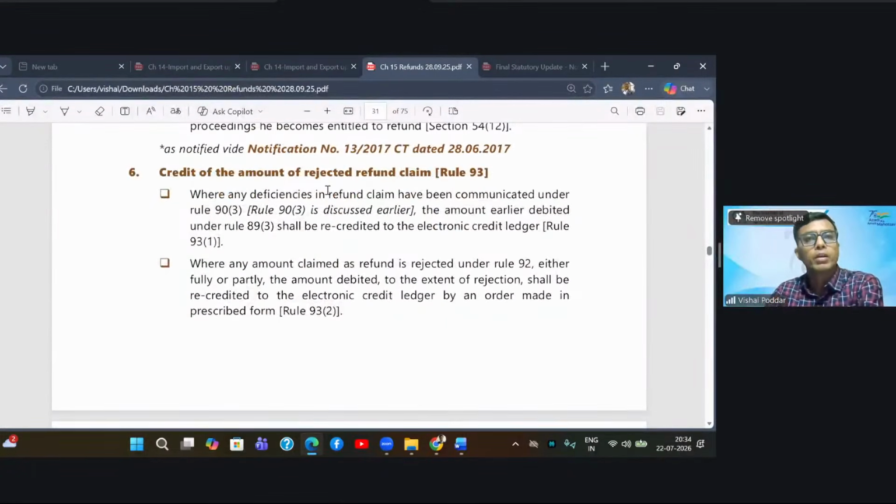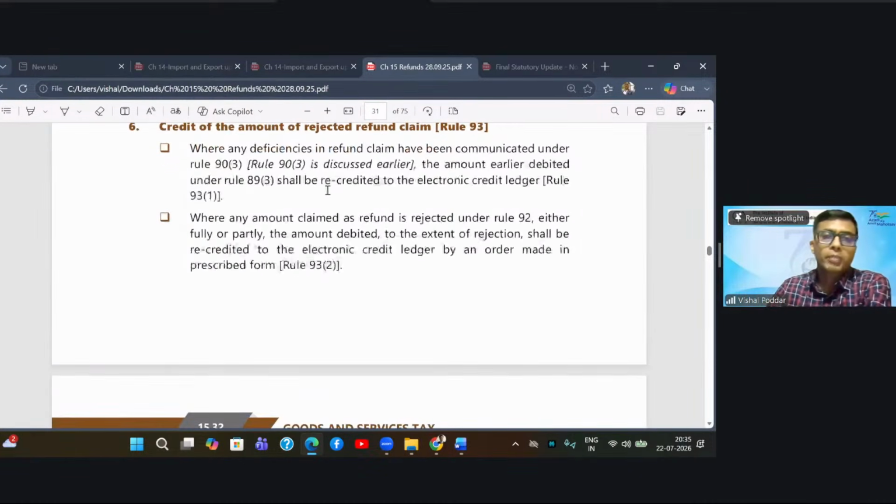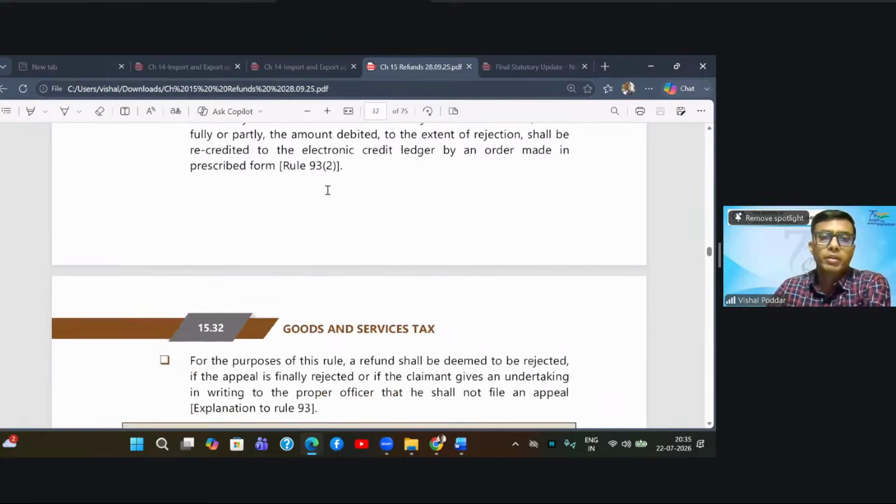Now, credit of the rejected amount. Wherever your refund amount is rejected, what will happen? At the time when you made the application for refund, you had debited your credit ledger or your cash ledger. Now, in case your refund is rejected, the amount will come back. It will be recredited to that particular respective ledger.